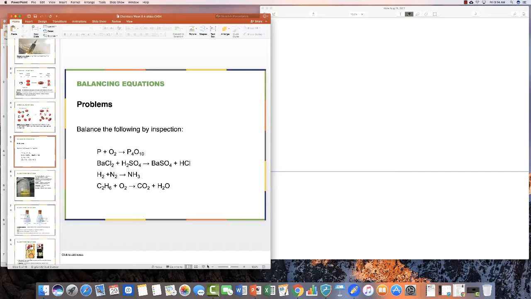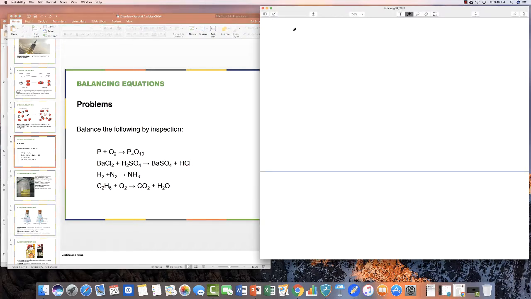So the first one is a combination of phosphorus and oxygen to produce phosphorus oxide. In this case, it would be tetraphosphorus decoxide. And so you start out, P plus O2 gives P4O10.